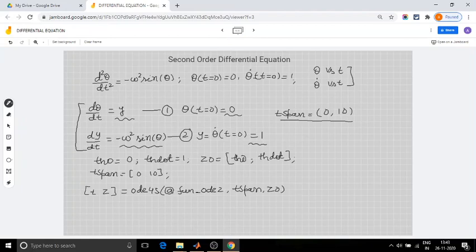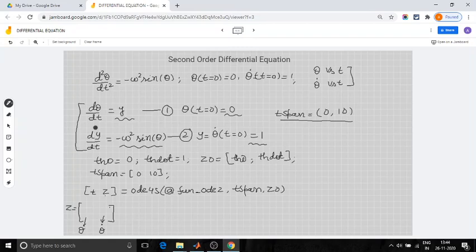So the moment you solve it, in z the first column is having the solution of what? It is having the solution of this theta. So the first column is actually going to give the solution of theta, and the second column is going to have the solution of y. And what is y? Y is basically theta dot, the velocity. So this will give you the position, angular position, and this will give you the angular velocity.